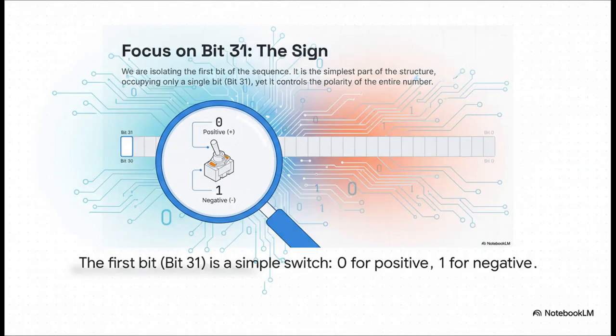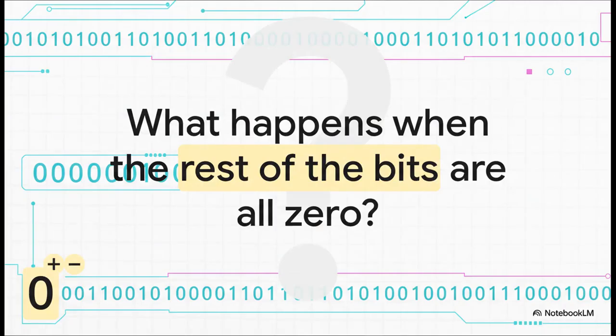So it all comes down to this one bit, bit 31. And it really just acts like a simple light switch. If it's 0, the number's positive. If it's a 1, the number's negative. That's it. This one bit controls the polarity for the whole shebang. But this simple switch leads to a really fascinating question. What happens when the other two parts, the exponent and the mantissa, are just a sea of zeros? The value is obviously 0, but we can still flip that sign bit. What does that even mean?